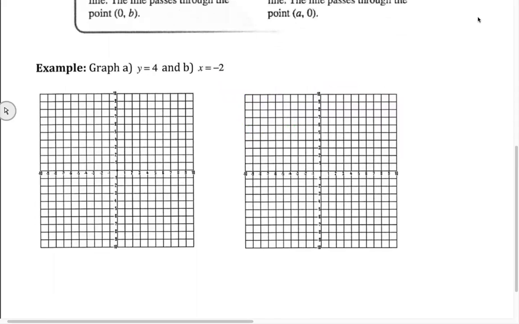So A is going to be the one on the left, and B is going to be the one on the right. A is y equals 4, and B is x equals -2. You ready for this? You write that down?